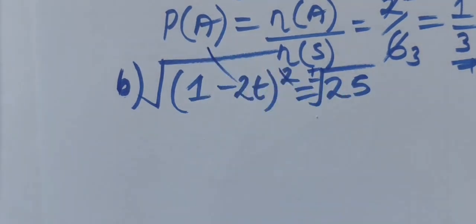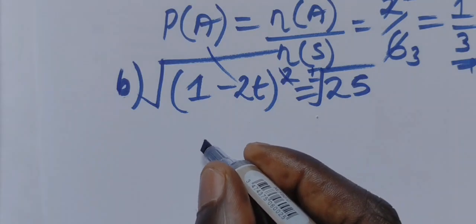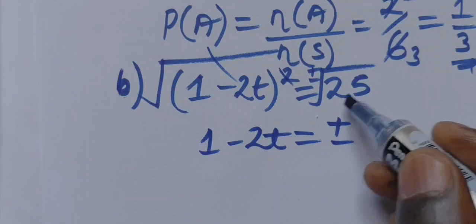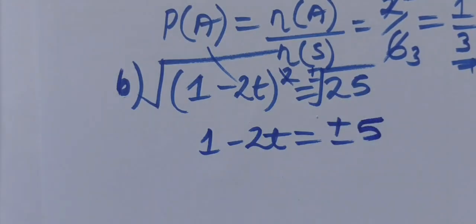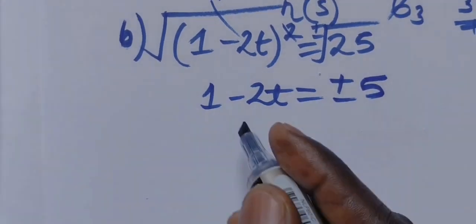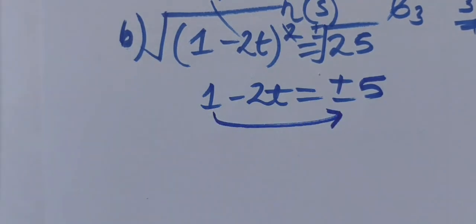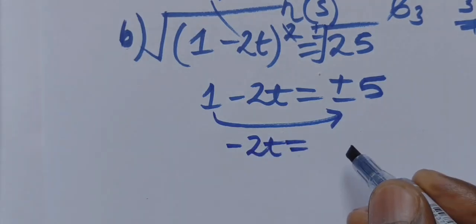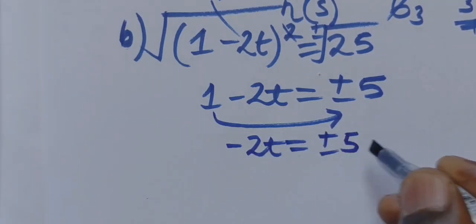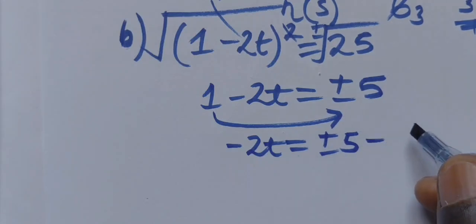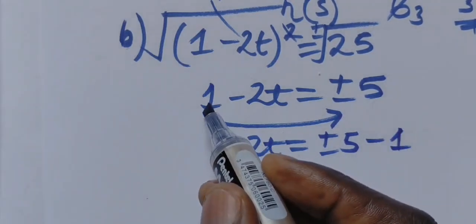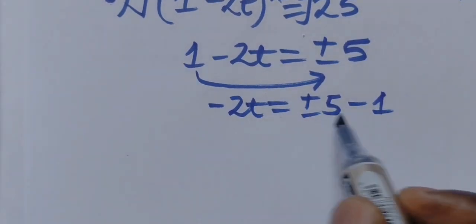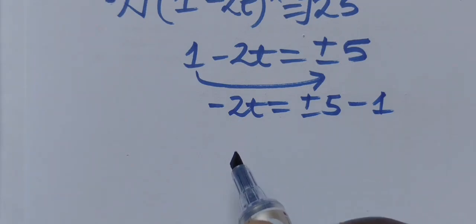And the square and the square root on the left part will simplify, leaving us with 1 minus 2t equal to plus or minus the square root of 25. This here is 5. So take 1 to the right side here, and this will leave me with the negative 2t on the left side equal to plus or minus 5, then minus 1, since when this one moves to the right side, it becomes a negative.